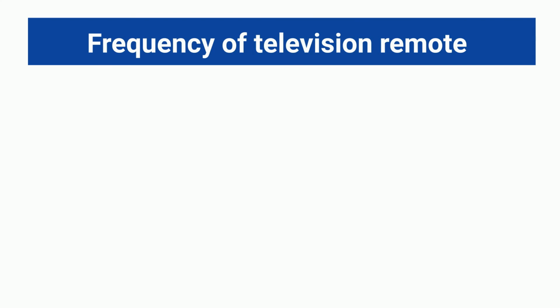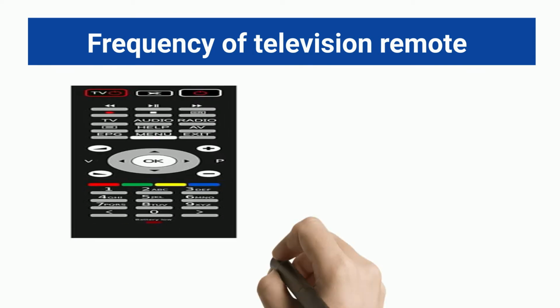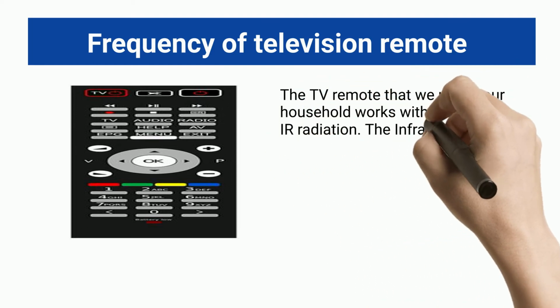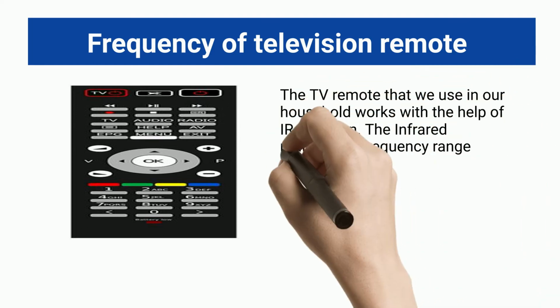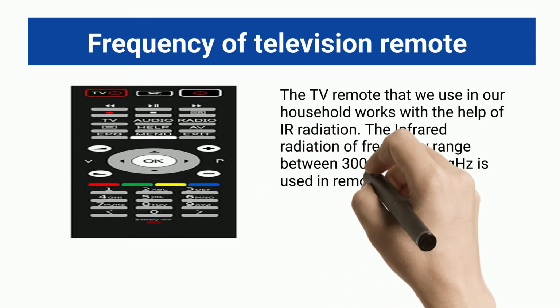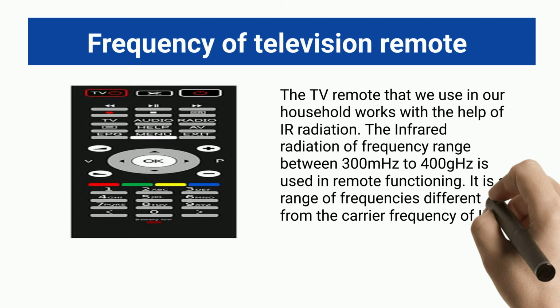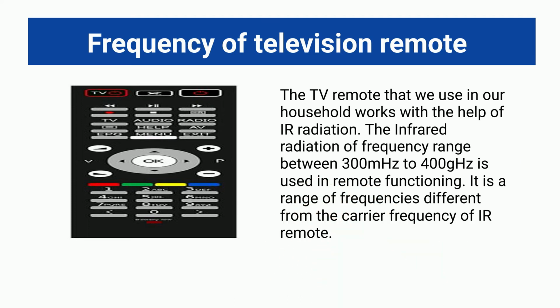Frequency of television remote. The TV remote that we use in our household works with the help of IR radiation. The infrared radiation of frequency range between 300 MHz to 400 GHz is used in remote functioning. It is a range of frequencies different from the carrier frequency of IR remote.